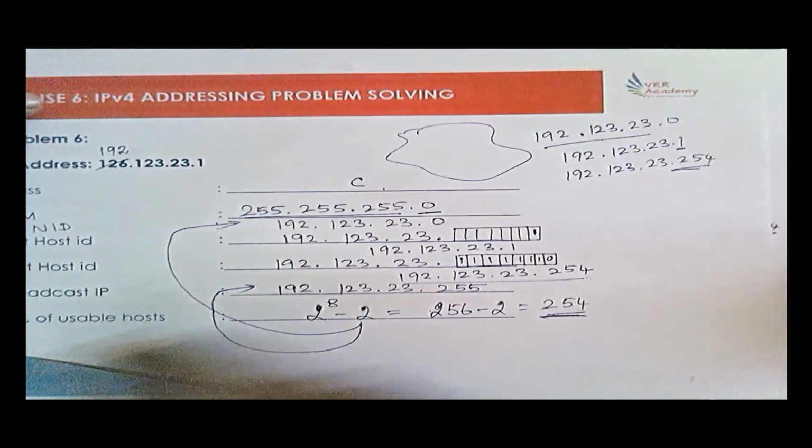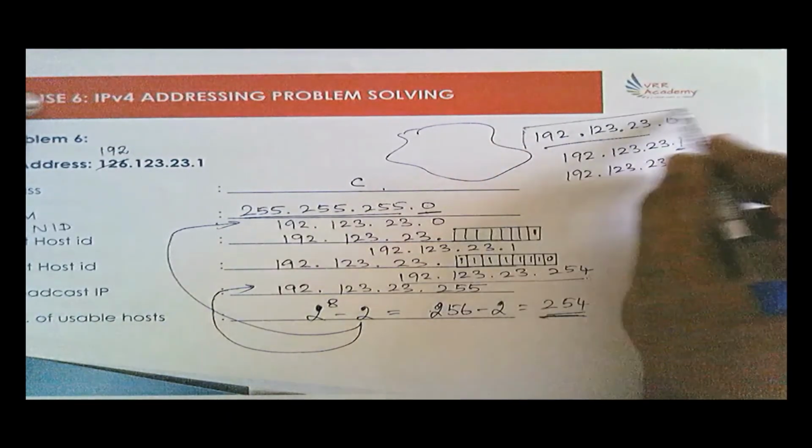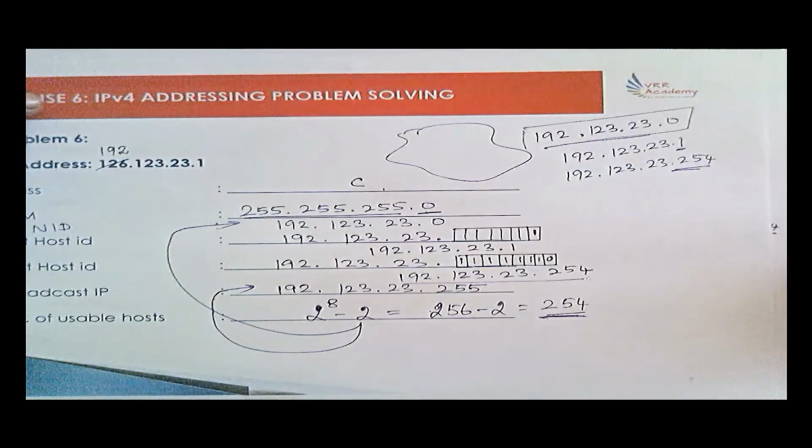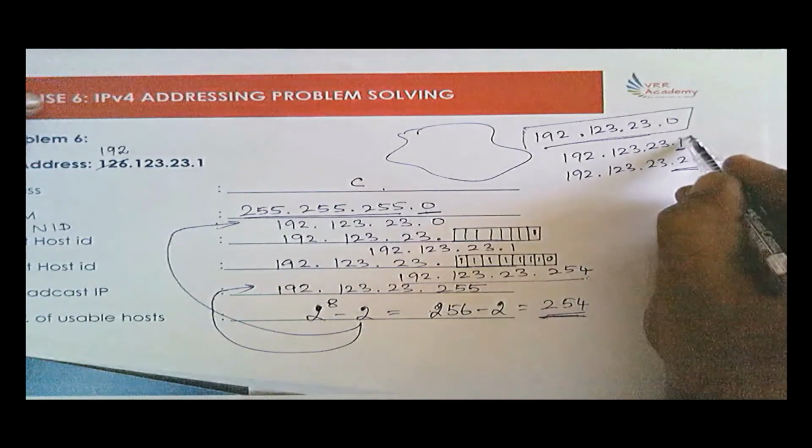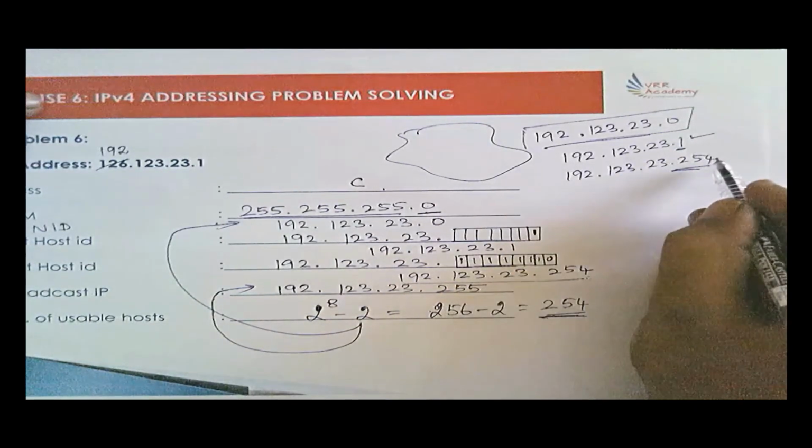So what does it mean? In this network, you can connect 254 hosts. The first one is going to be this, and the last host is 254.